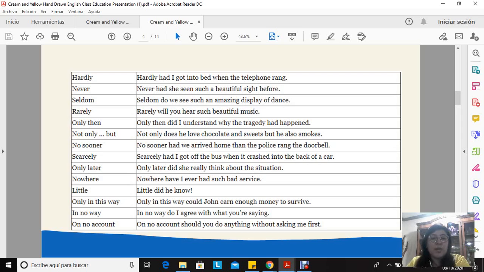Hardly had I got into bed when the telephone rang. Never had she seen such a beautiful sight before. Seldom do we see such an amazing display of dance. Also adverb phrases like only then, not only but, no sooner, only later.